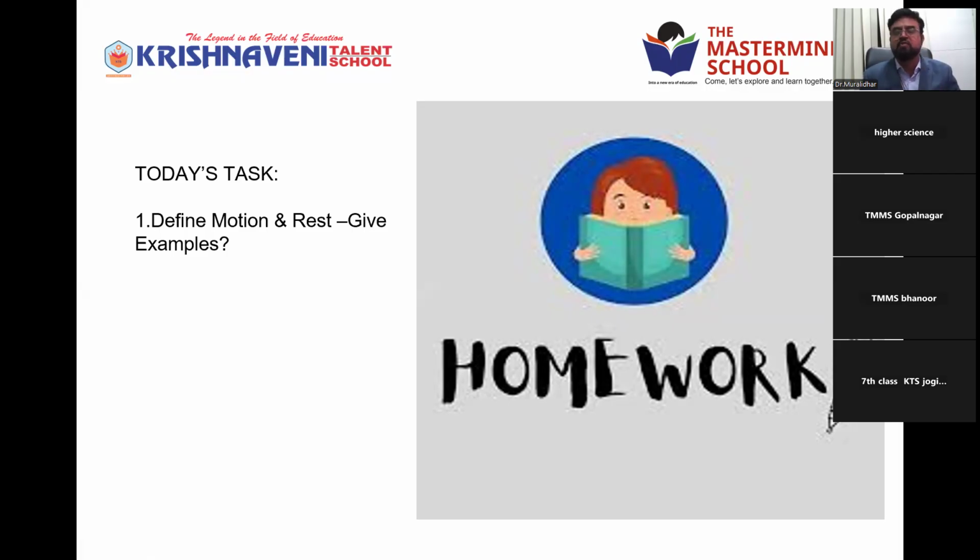Maintain the notes properly every day and make sure that the date and the topic name for today's topic are there, and write the important points and give it for the signature to your respective teachers.